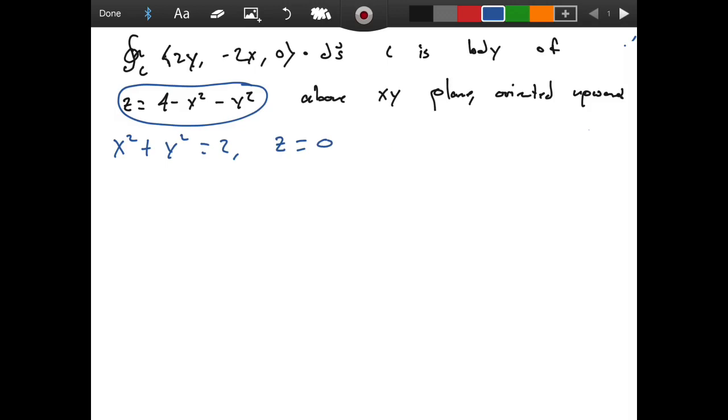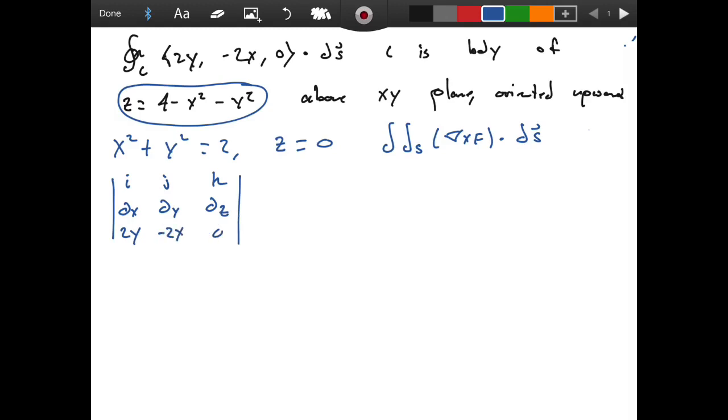Okay, so by Stokes' theorem, the integral that we care about is the integral over this surface of the curl of F. This is a surface integral of a vector field. So we'll go ahead and compute curl of F again. i, j, k, partial derivatives in x, y, z, 2y minus 2x, 0. The first component is 0. The second component is also 0. And the third component is minus 4.